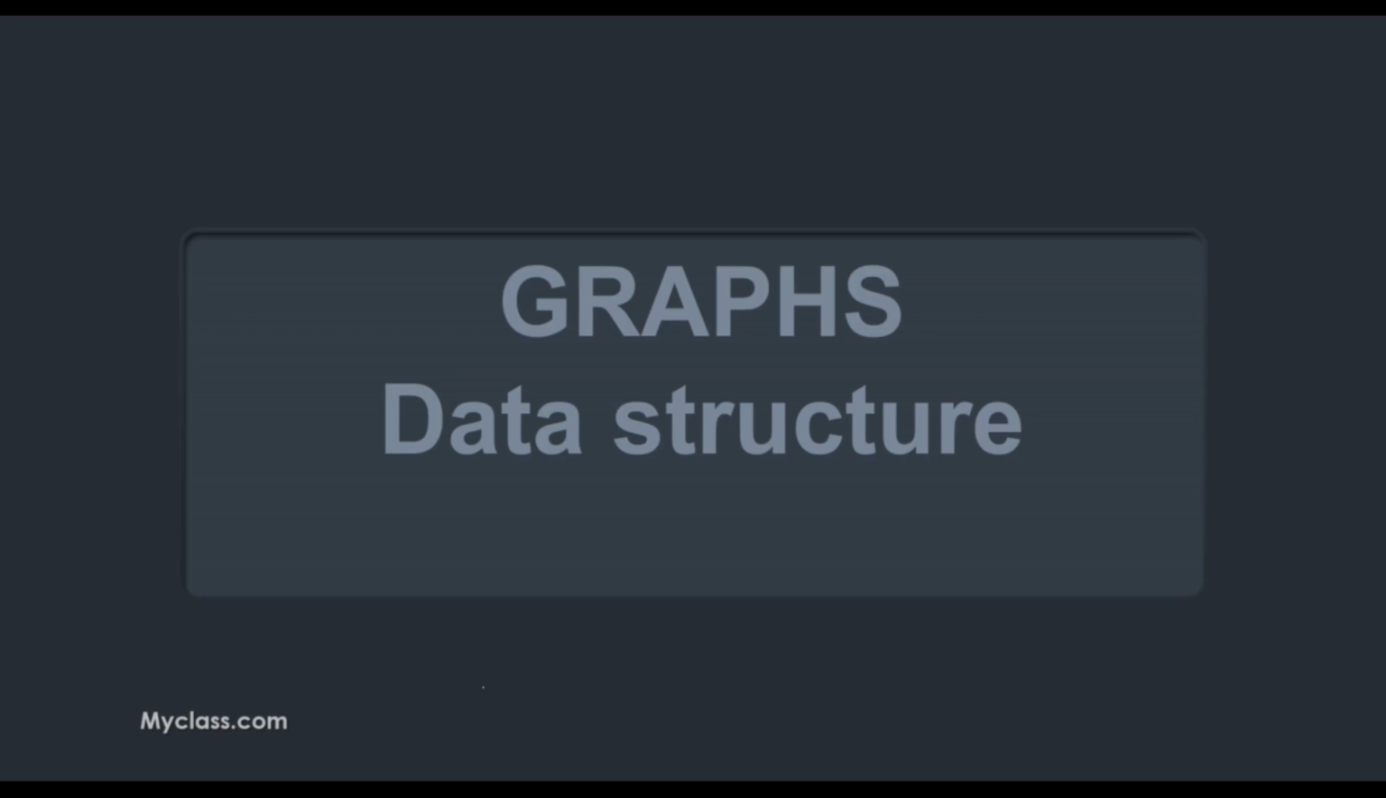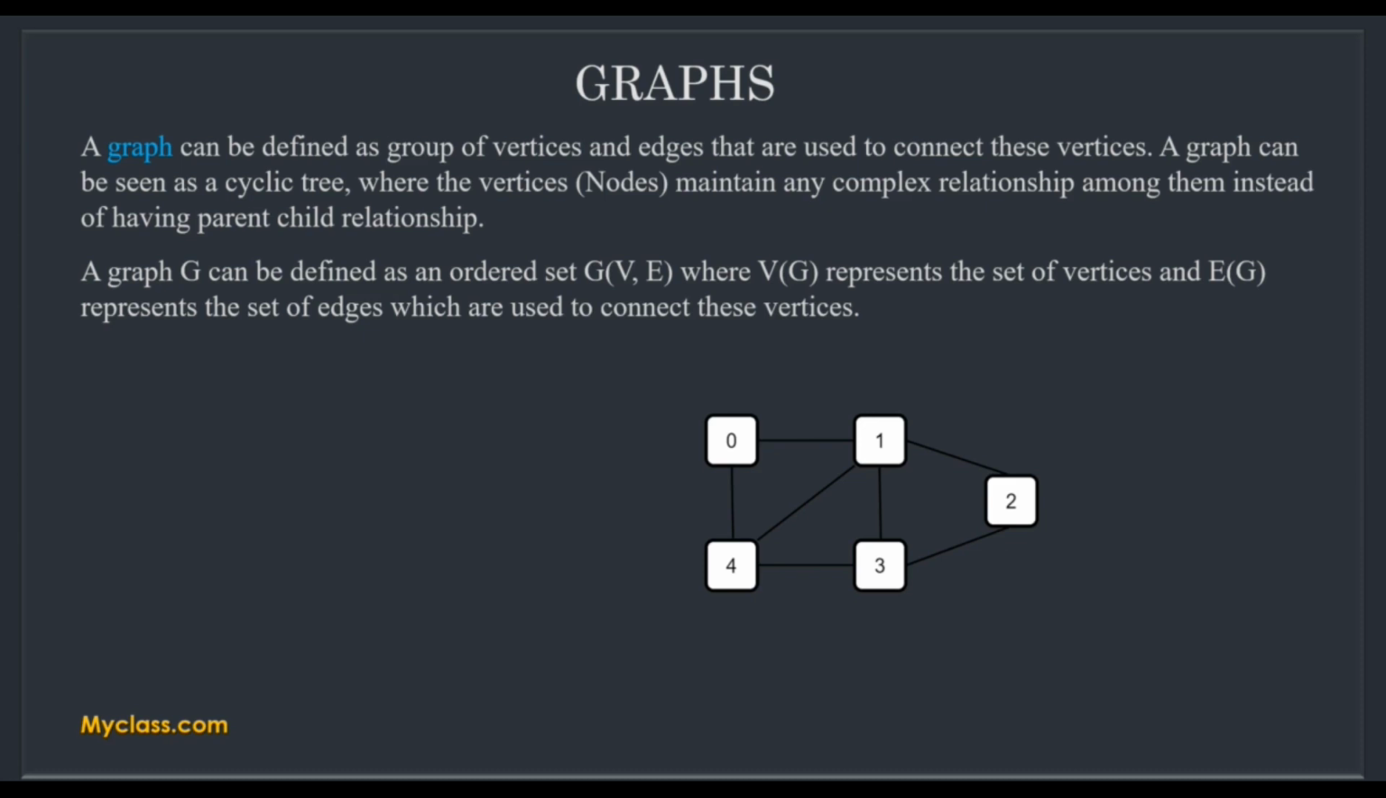In this video, we are discussing the basic concepts and terminologies of graph data structure. So what is a graph? A graph can be defined as a group of vertices and edges that are used to connect these vertices. Just like trees, there are vertices and edges, but it is not a parent-child relationship.